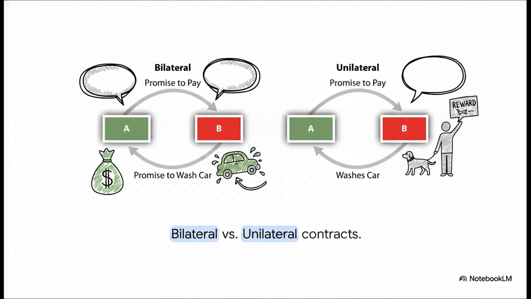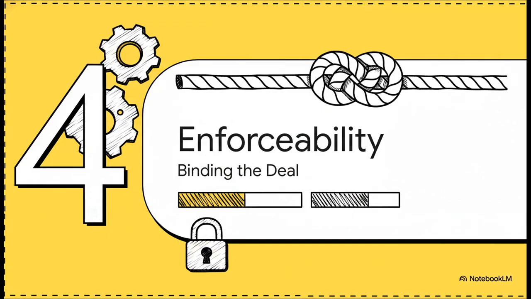If you staple a $50 reward poster to a telephone pole for your lost dog, you're making a promise that only gets accepted when someone actually performs the action of bringing the dog back to you. Moving to Section 4, enforceability and completion.